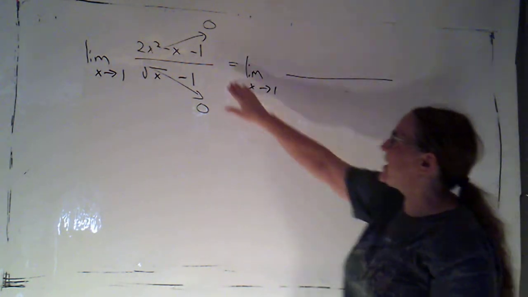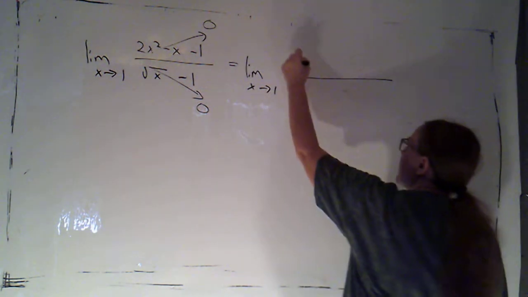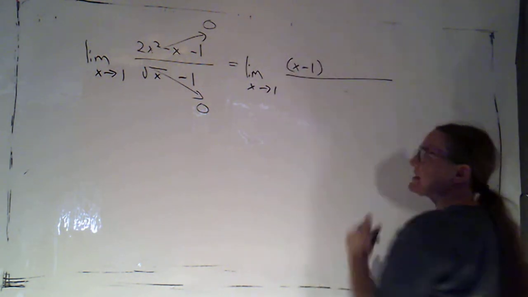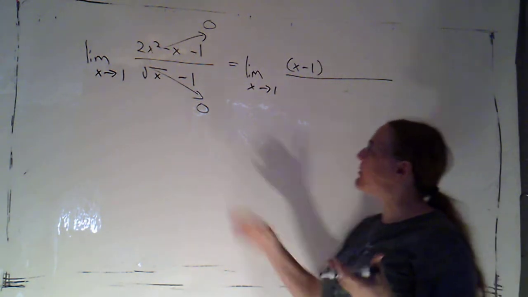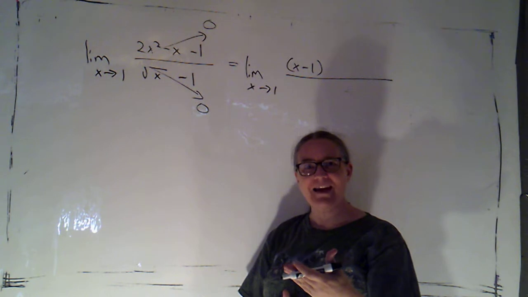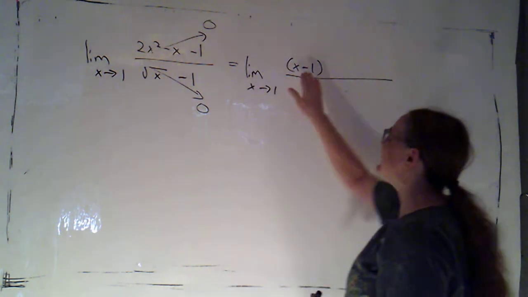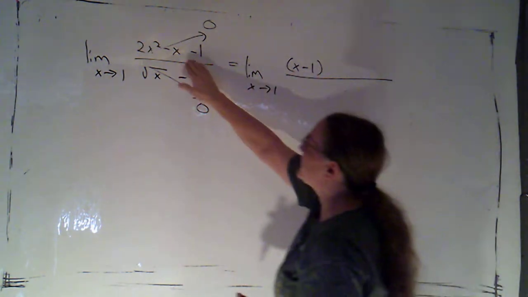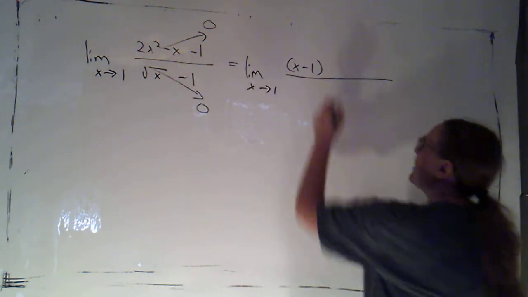Now one thing that's nice with this factoring, I know since 1 makes the top 0, that x minus 1 has to be one of my factors. That's something we know about polynomials, that if a number makes that polynomial 0, x minus that number is a factor. So not that this is super difficult to factor anyway, but I'm already halfway there.